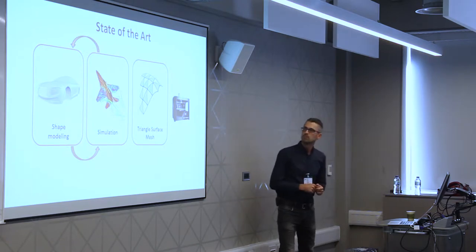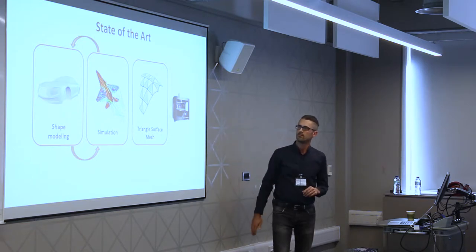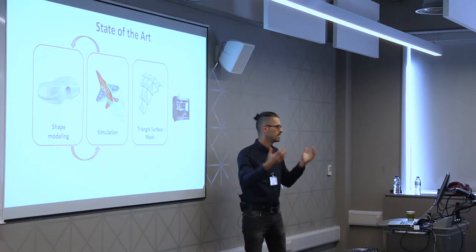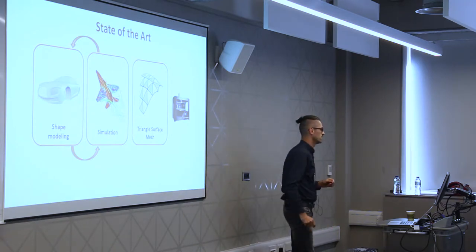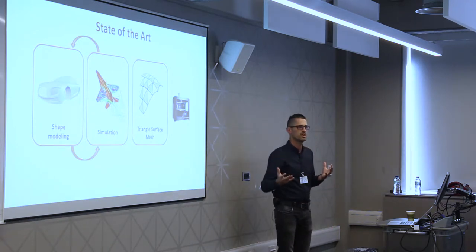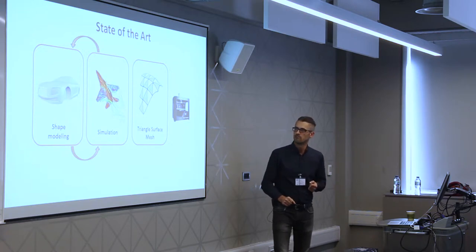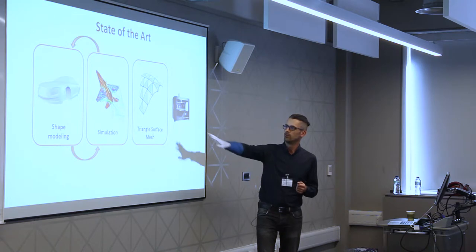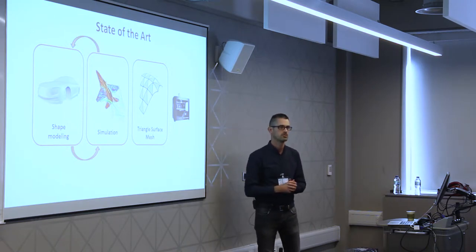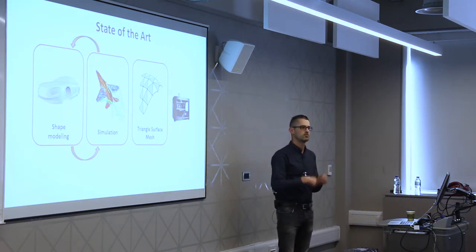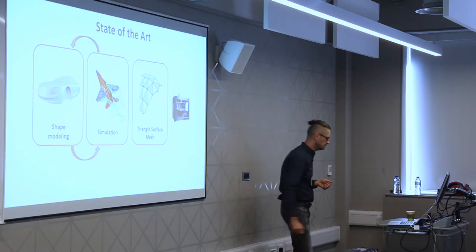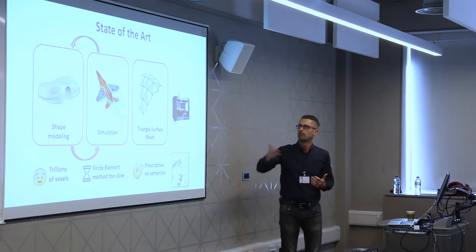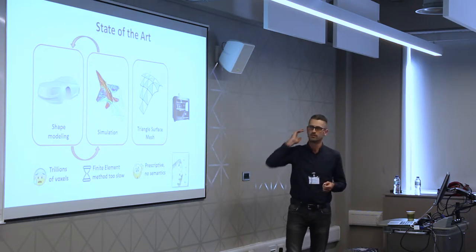And then at some point, when you're happy with the shape, maybe the functionality of the shape is tested in simulation. So you run a finite element simulation, for example. And when you're happy with the functionality, what usually happens is you take the parametric shape, convert it into a triangle surface mesh, and then send this mesh to the printer. And I think there are a lot of problems with this workflow.